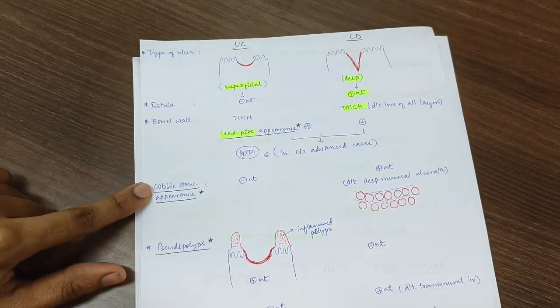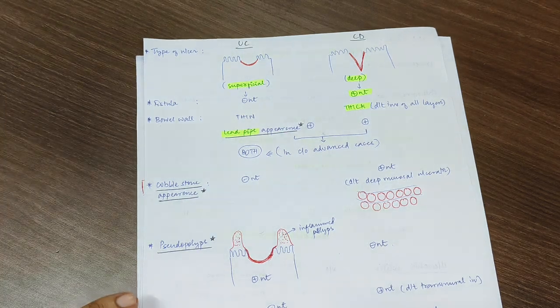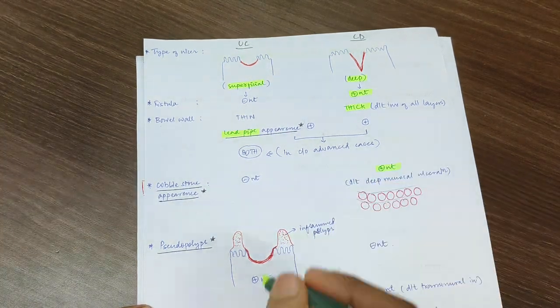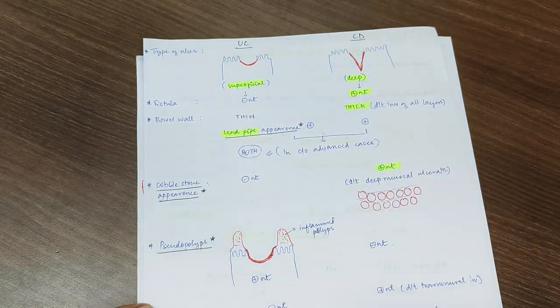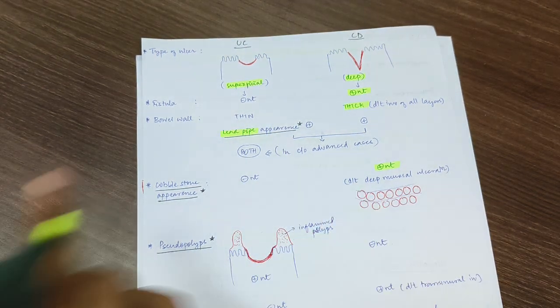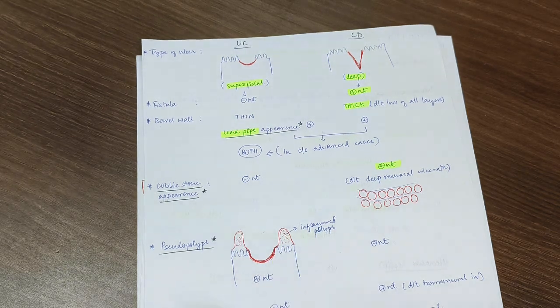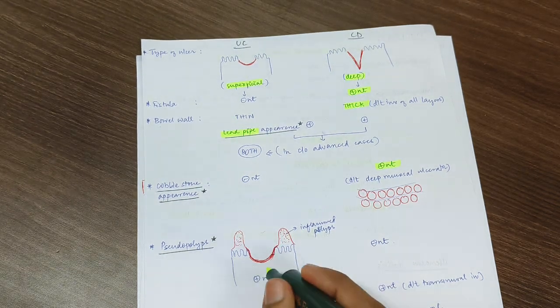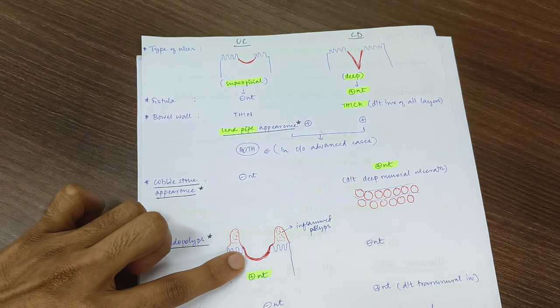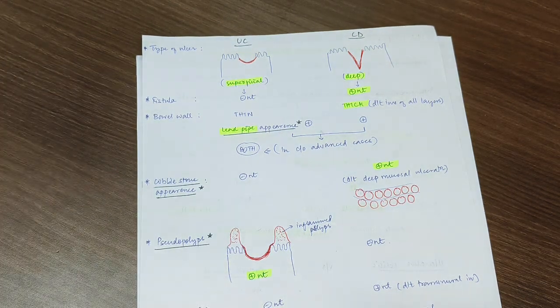Then cobblestone appearance: it is negative in case of ulcerative colitis, but it is positive in case of Crohn's disease due to deep mucosal ulceration. These are the deep mucosal ulcerations in a longitudinal fashion. Whereas pseudopolyps are seen in case of ulcerative colitis. Because of superficial ulcers, the ends will lead to the formation of pseudopolyps.